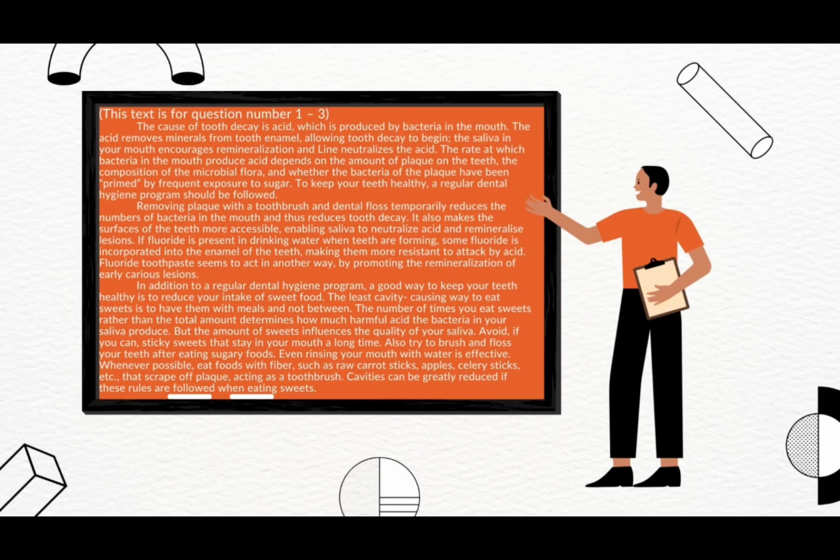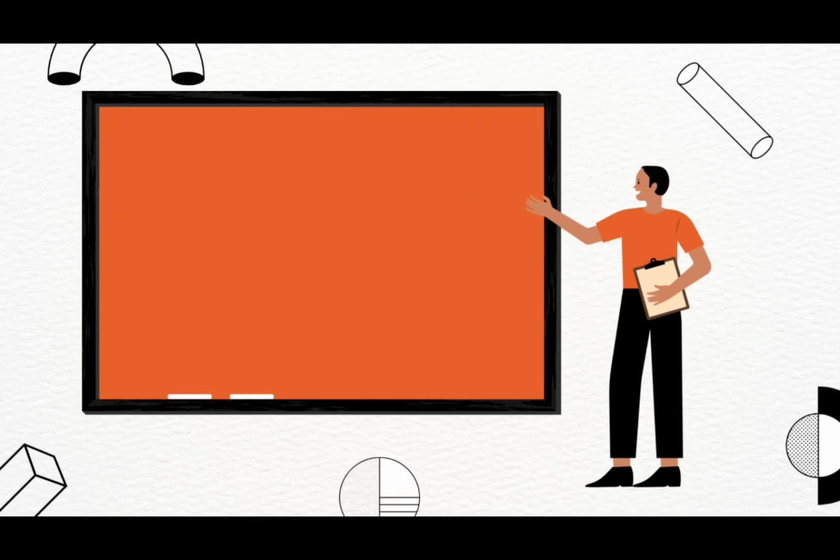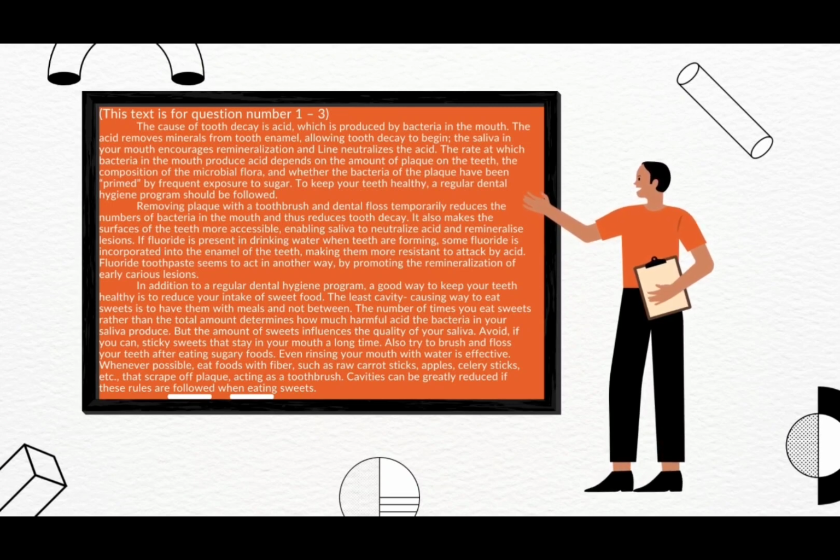The rate at which bacteria in the mouth produce acid depends on the amount of plaque on the teeth, the composition of the microbial flora, and whether the bacteria of the plaque have been primed by frequent exposure to sugar. To keep your teeth healthy, a regular dental hygiene program should be followed. Removing plaque with a toothbrush and dental floss temporarily reduces the numbers of bacteria in the mouth and thus reduces tooth decay. It also makes the surfaces of the teeth more accessible, enabling saliva to neutralize acid and remineralize lesions.